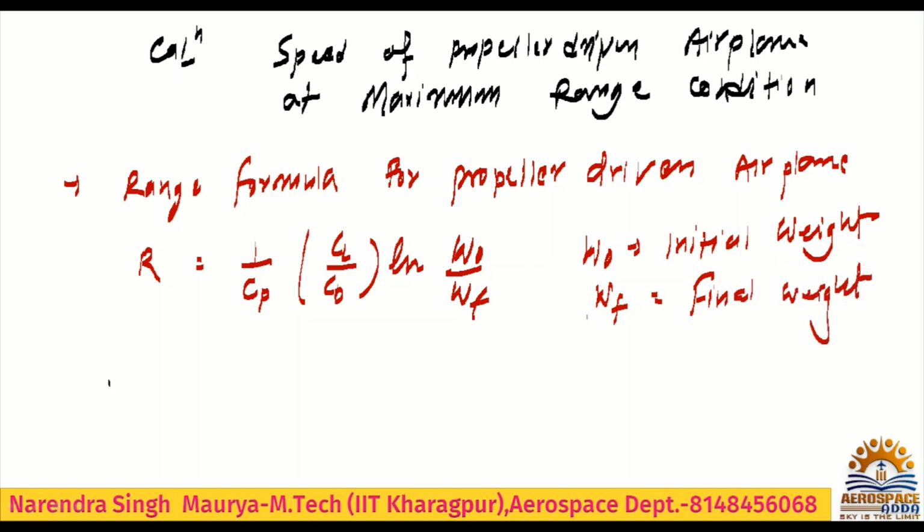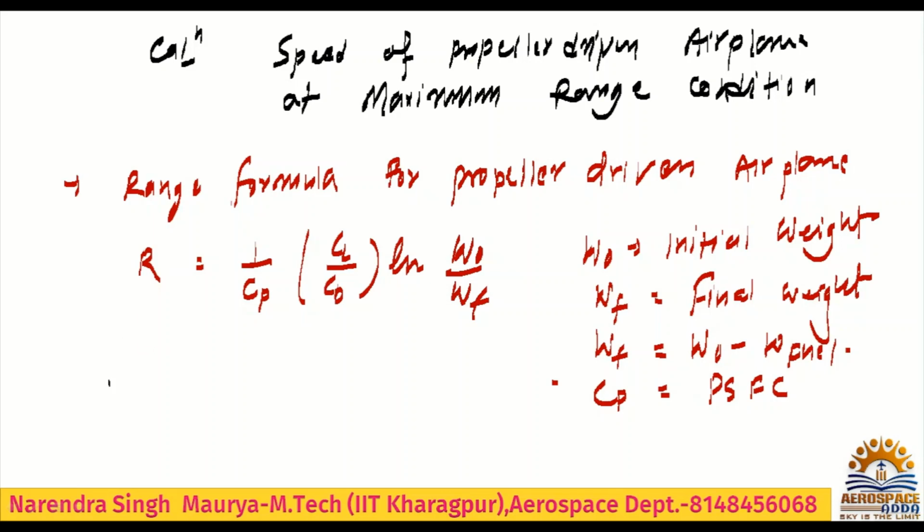Final weight. Okay, how to calculate final weight? It's very simple. Final is nothing but initial W minus W fuel, meaning whatever the amount of fuel is burned, if you reduce it, then you will get the final weight. That's the meaning of it. CP is called power specific fuel consumption, PSFC.